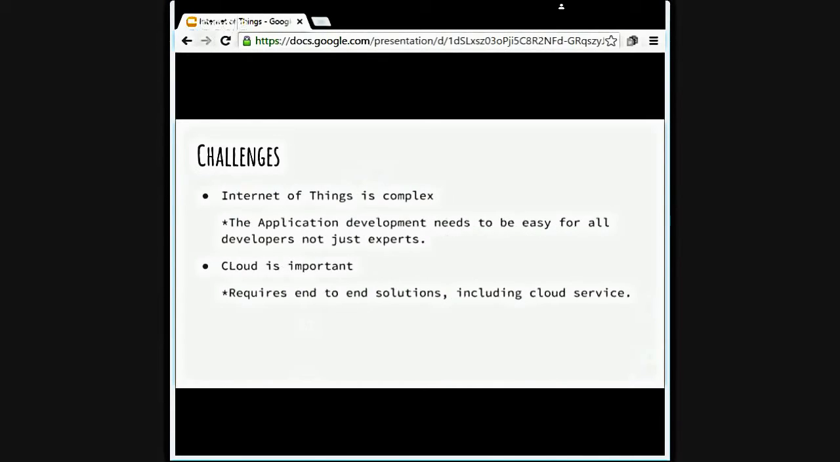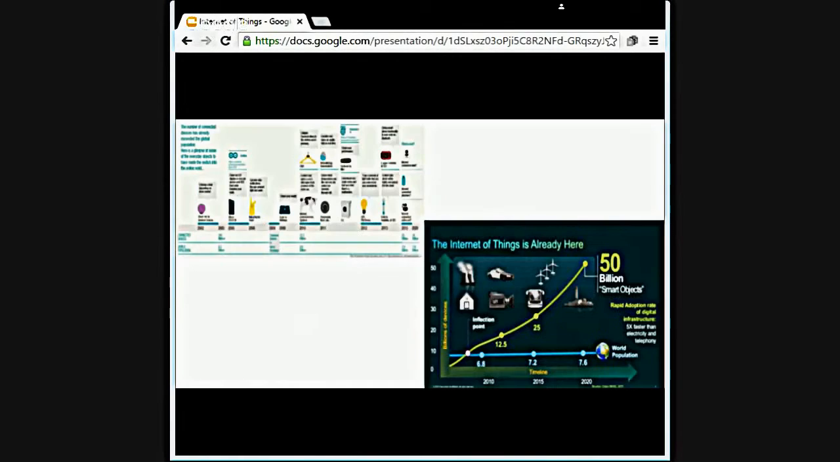energy consumption. And the Internet of Things is and can be complex, so the application development needs to find a way to make it easy for all developers and not just for experts, so just for common people to be able to access this. And cloud is very important, so it requires end-to-end solutions, including cloud service. And here is just a little map of the future of the Internet of Things, like where we're at and where the Internet of Things will go on from here.